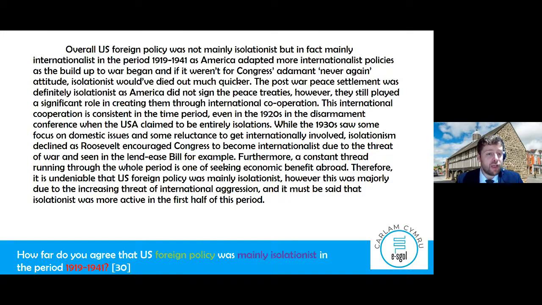However, this was majorly due to the increasing threat of international aggression, and it must be said that isolationism was more active in the first half of the period. I apologise profusely. That should say internationalist. This just proves the need to double check what you've written if you have time at the end of your exam. So you can see what I've tried to do there.